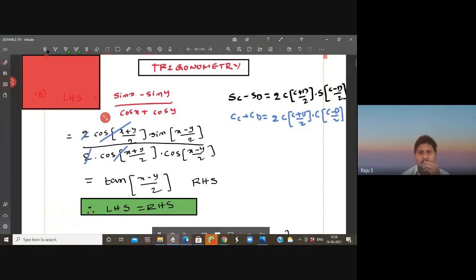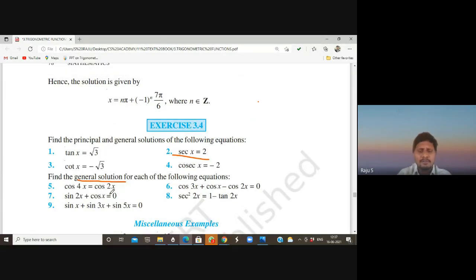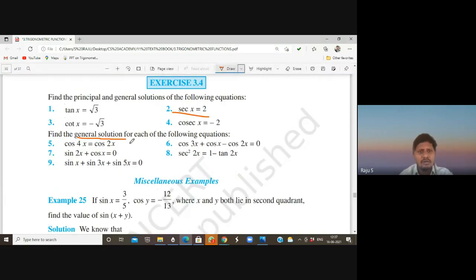Now coming to the next one. Here also we need to find just a general solution. We need not find the principal solution. How can you find the general solution? Here all questions are easy, that we know very well.